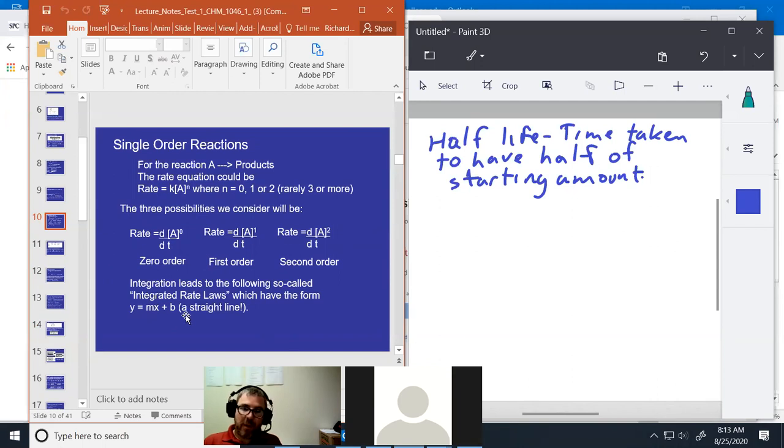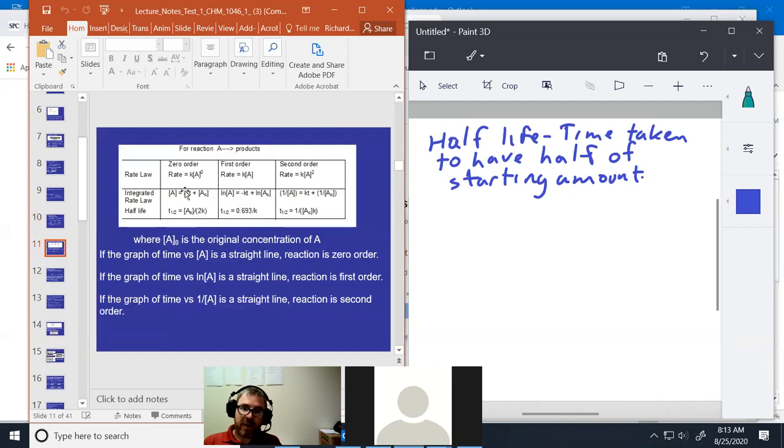I'm not going to show you the in-between steps of that. I'm just going to ask you to take my word on the fact that if you've got k[A]^0 as the rate, when you integrate it, you get [A] equals negative kt plus [A]0. If it's first order, ln[A] equals negative kt plus natural log of [A]0. And for second order, 1 over [A] equals kt plus 1 over [A]0. So you might be asking, what's this [A]0 business? Well, [A]0 is the initial concentration of A.